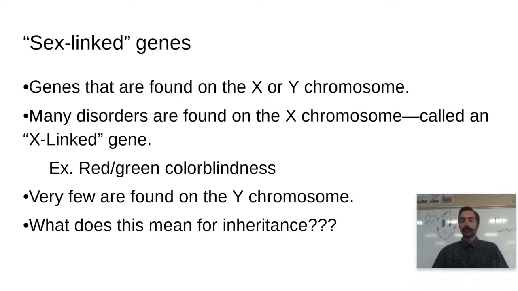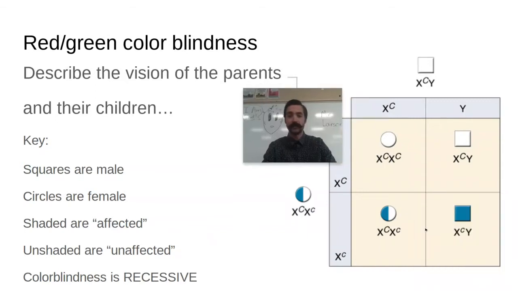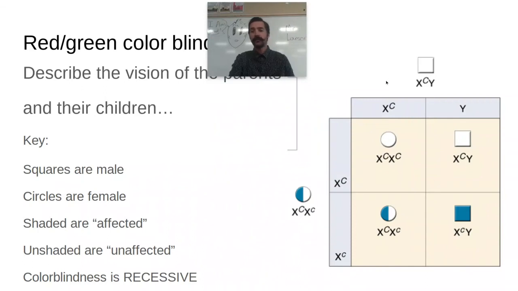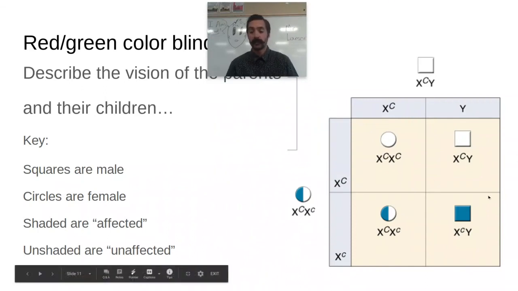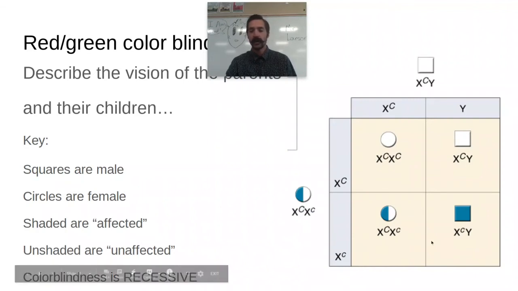Since most of our disorders are found on the X chromosome, what does that mean for inheritance? It means your parents play a pivotal role in what is passed down to you. Here you have a Mendelian chart showing the different genetic makeup for different offspring for red-green color blindness. Your squares are your males, your circles are your females. Shaded means they are affected. Unshaded means they are unaffected, so you have two here that are unaffected.